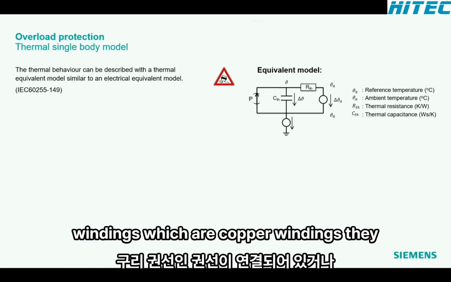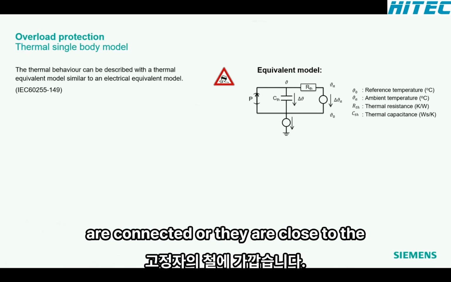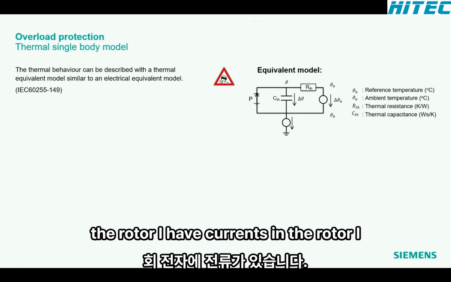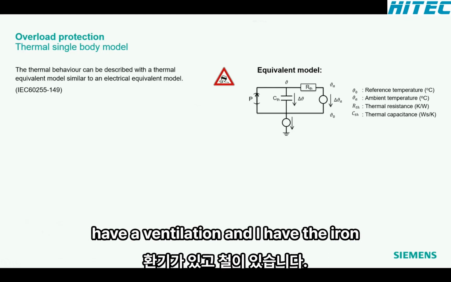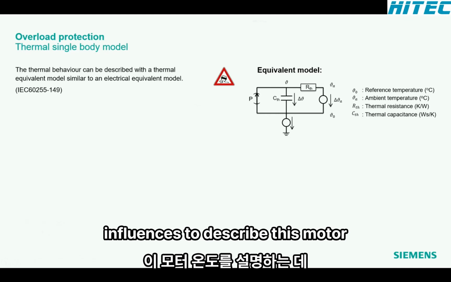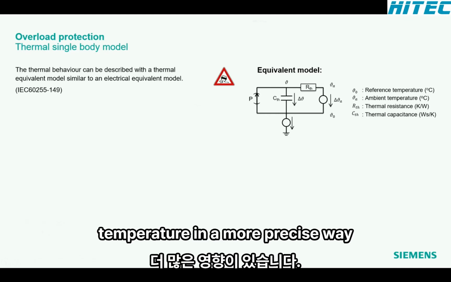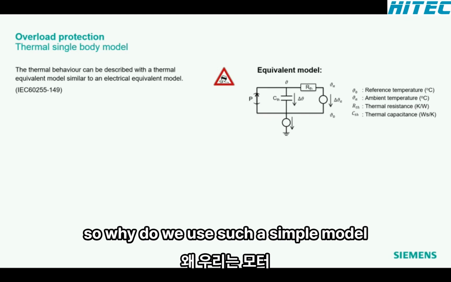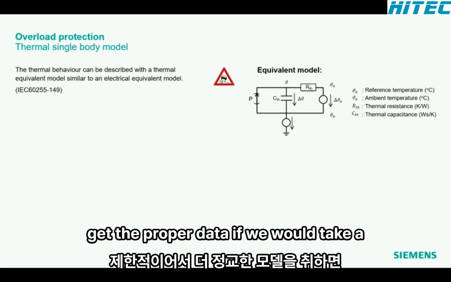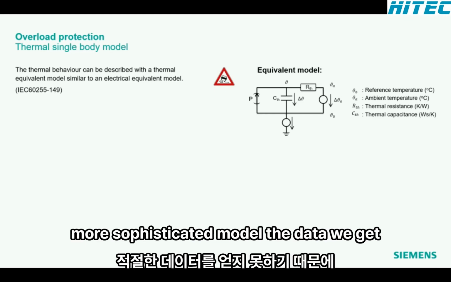No, I have the windings, which are copper windings. They are connected or they are close to the iron of the stator. I have a coupling to the rotor. I have currents in the rotor. I have a ventilation, and I have the iron that goes outside. So there are more influences to describe this motor temperature in a more precise way. So why do we use such a simple model? Simply for one reason, because we don't get the proper data if we would take a more sophisticated model.